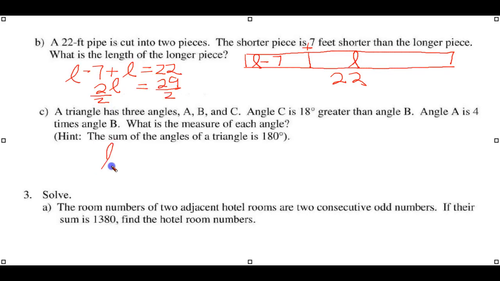I get L equals 14 1/2, or 14.5. And what do they want? I guess it's 14, either one. And that's the answer. What is the length of the longer piece? So L was the longer piece. Now to find the shorter piece, you'd have to subtract 7 from this. Okay.